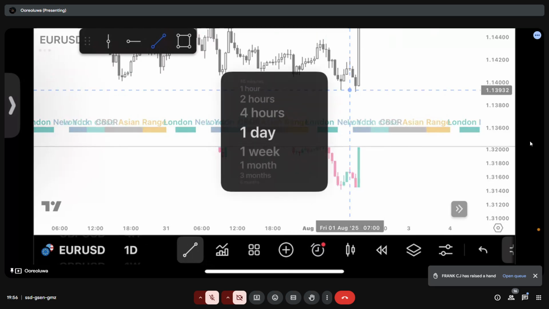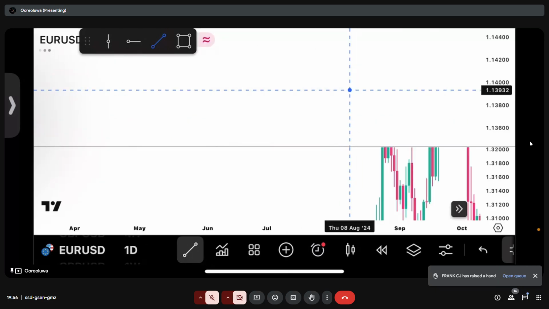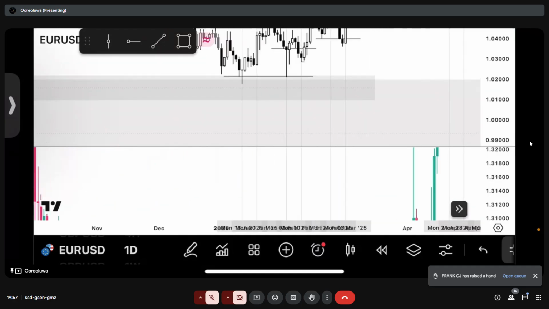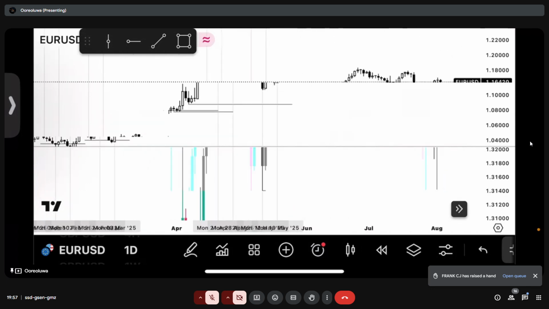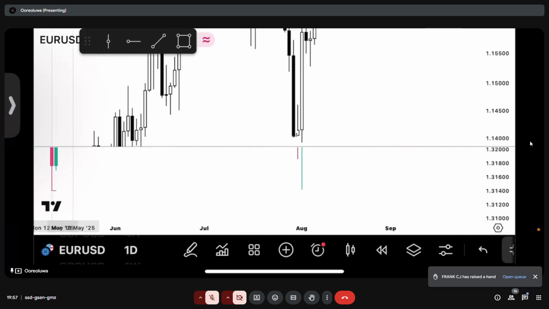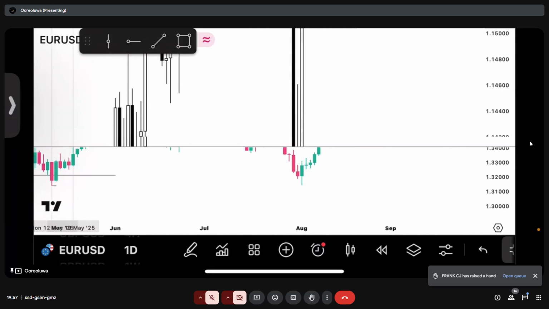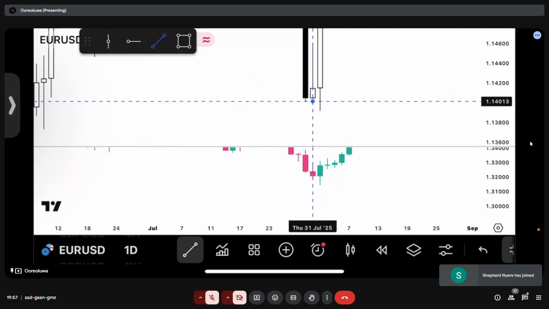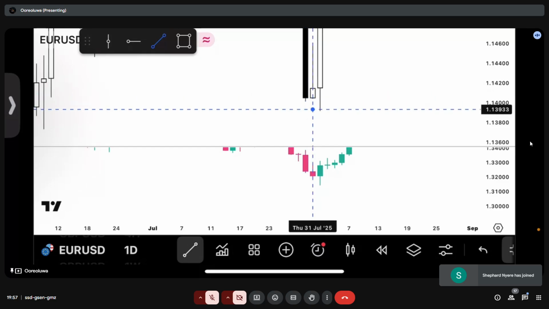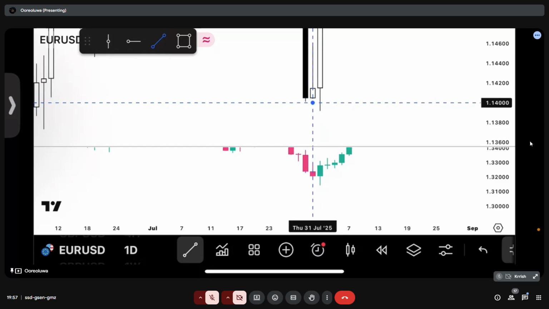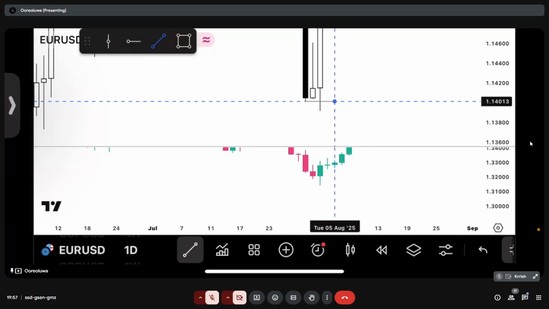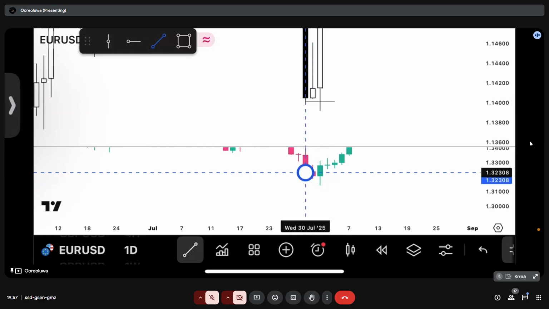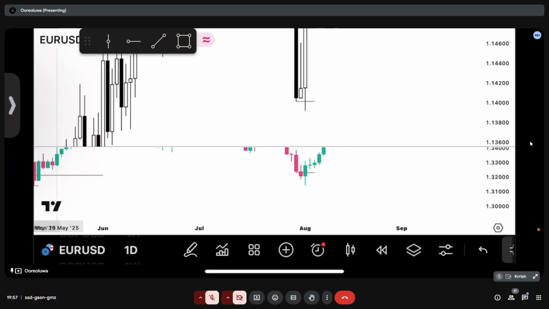Let's use the daily instead. Now look, price took out weak discount. This particular candle got to weak. So you can see it's still the same thing, right?